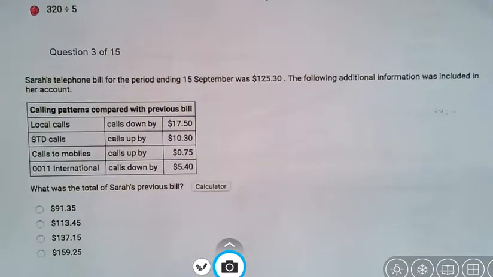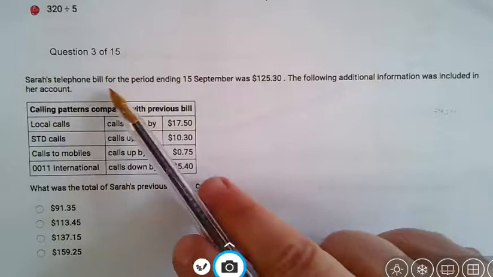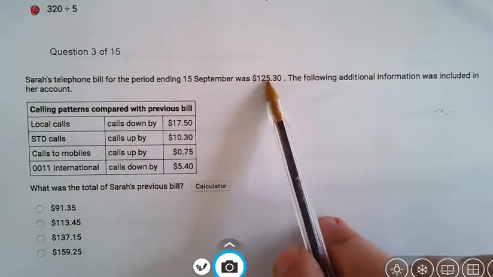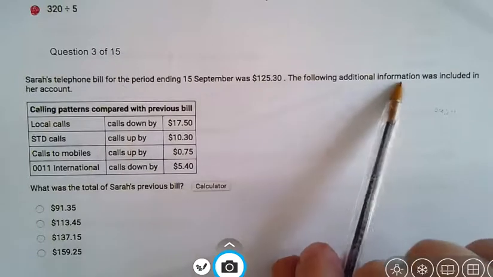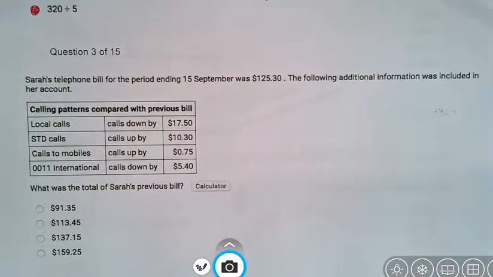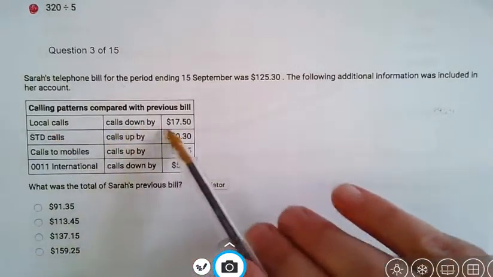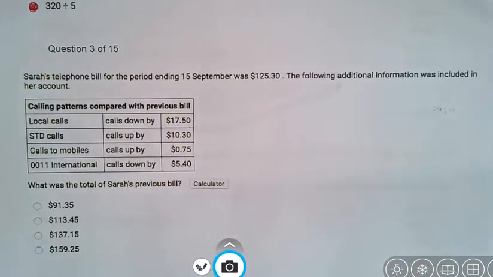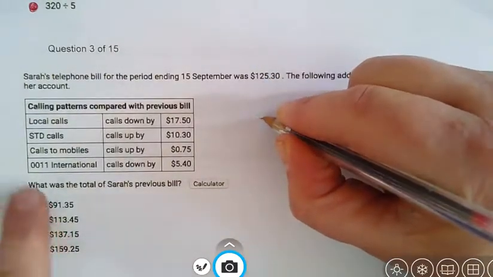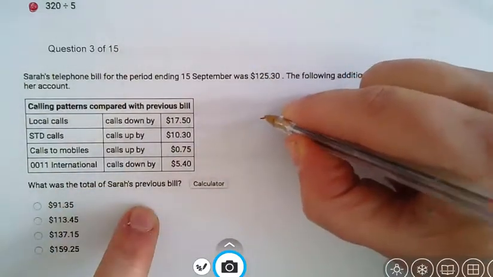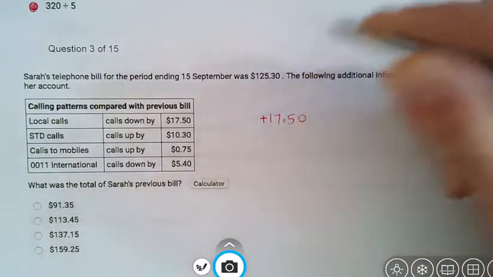Now question 3, Sarah's telephone bill. This is a bit of a tricky one. For the period ending 15th of September, it was $125.30, and the following additional information was included in her account. They sometimes do this with water bills as well. They'll say this time last year you used this much water, or you paid this much. So this is for her bill now, and her local calls went down by $17.50. That means the last bill was more expensive. Does this make sense? They want the total of Sarah's previous bill. So we're going to have to add $17.50, right?